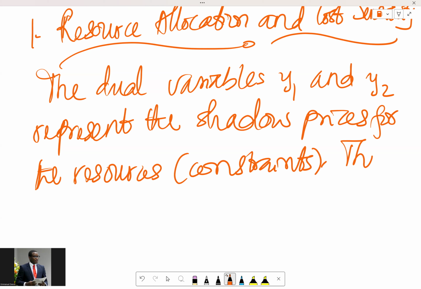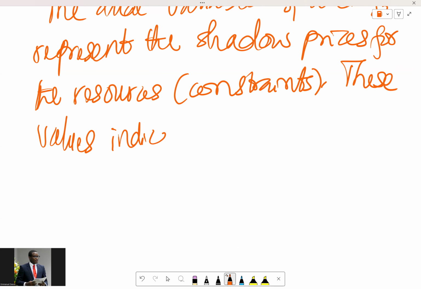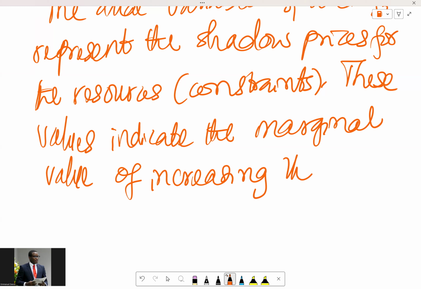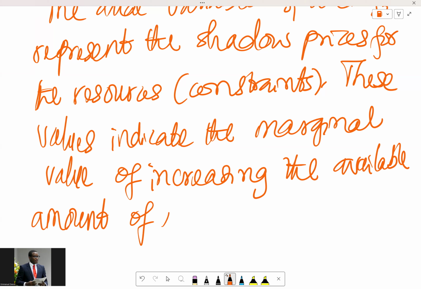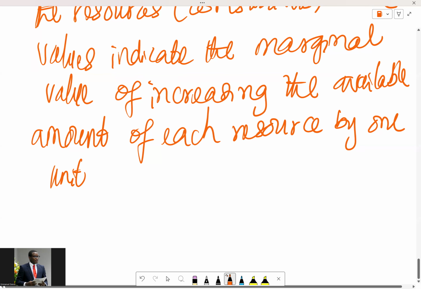Okay, so these values indicate the marginal value of increasing the available amount of each resource by 1 unit, okay? By 1 unit. I'm going to do a practical example to explain this clearly.